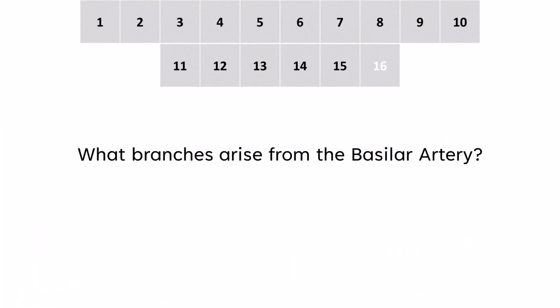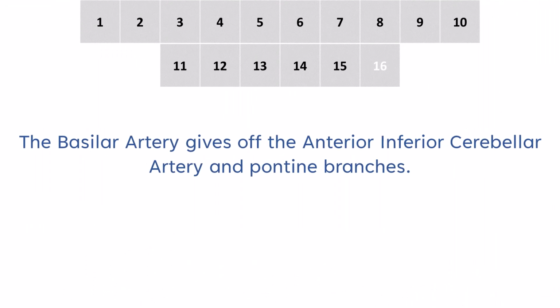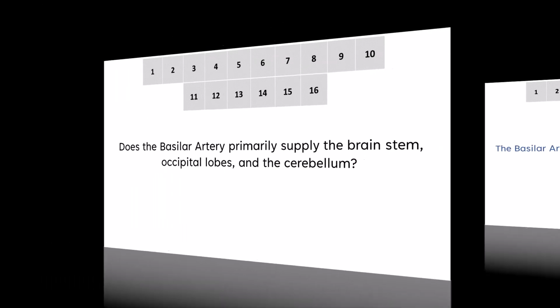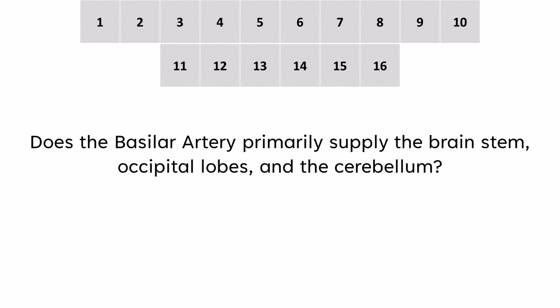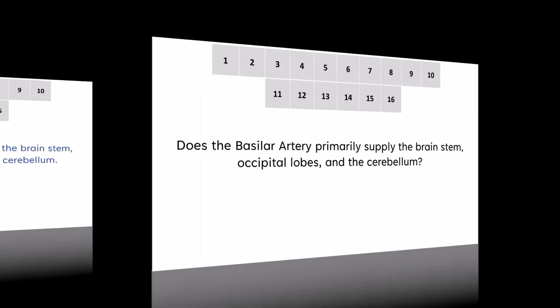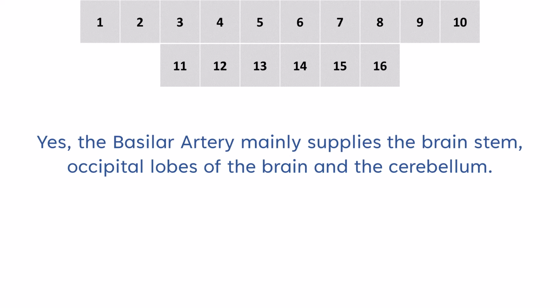What branches arise from the basilar artery? The basilar artery gives off the anterior inferior cerebellar artery and pontine branches. Does the basilar artery primarily supply the brainstem, occipital lobes, and the cerebellum? Yes, the basilar artery mainly supplies the brainstem, occipital lobes of the brain, and the cerebellum.